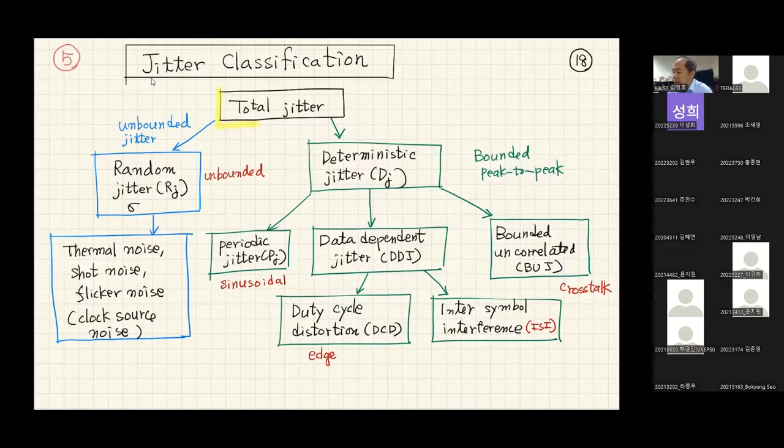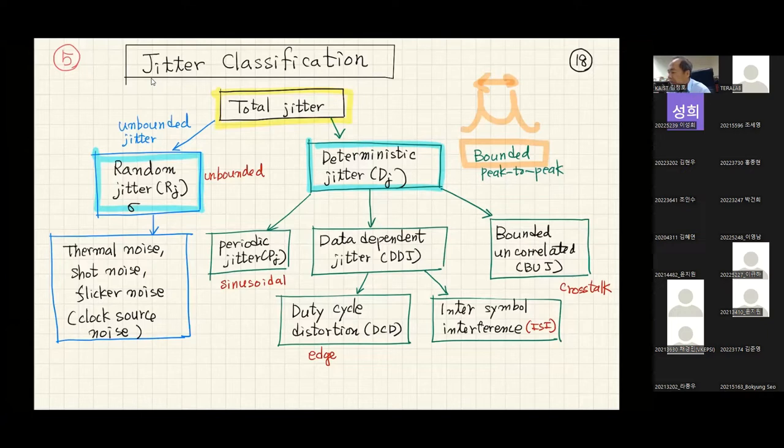We have total jitter. As I mentioned many times in the previous slide, we're going to have deterministic jitter and random jitter. Usually the clock system and I/O circuit contribute the random jitter, and the interconnection contributes the deterministic jitter. One interesting statement related to deterministic jitter is that it is bounded jitter. I mean, it is a separation of peaks.